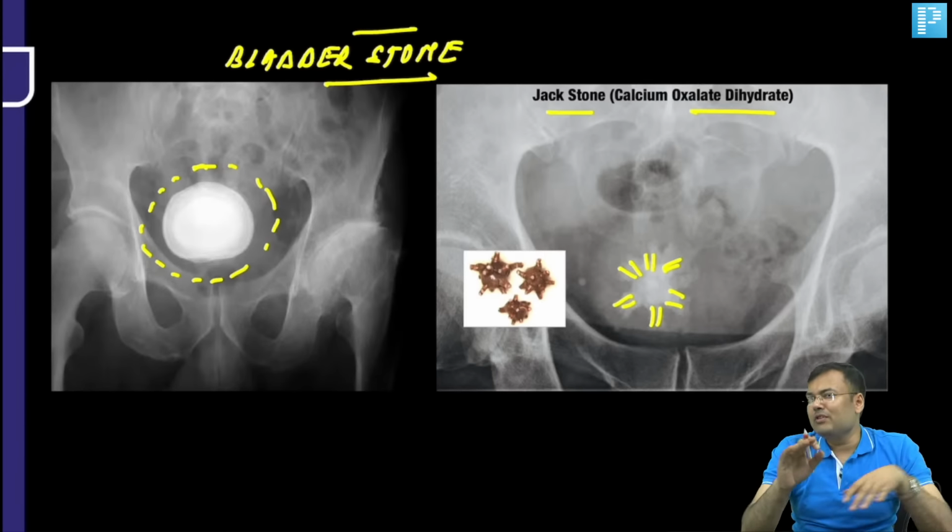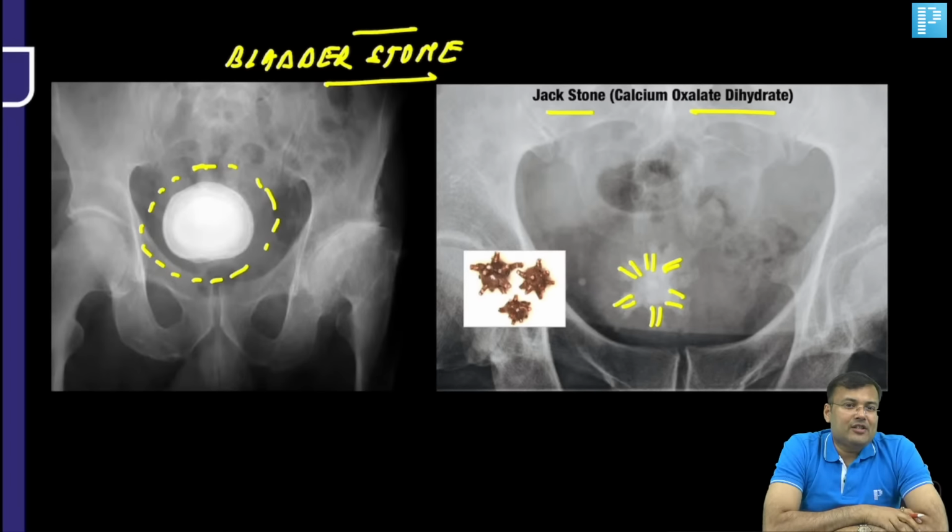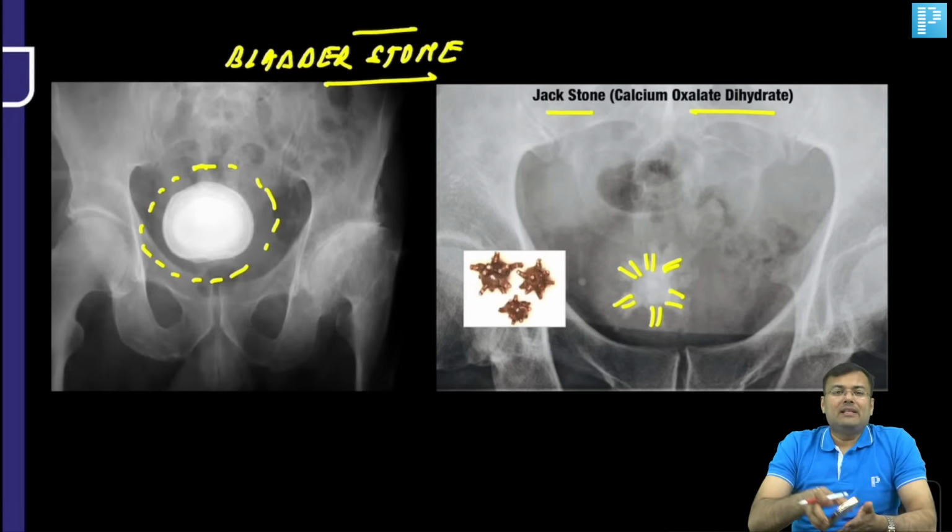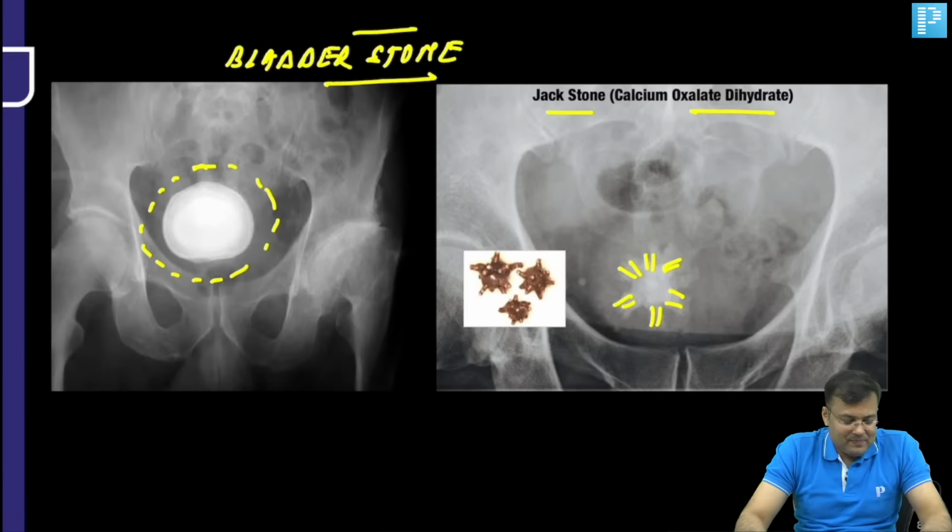It is seen in bladder. So one question I want to ask: how many bladders do you have? Tell me, guys. Kia, Ravi Prakash, Minhas, how many bladders do you have? One? No, you have two bladders. One is the gallbladder and the second is the urinary bladder.